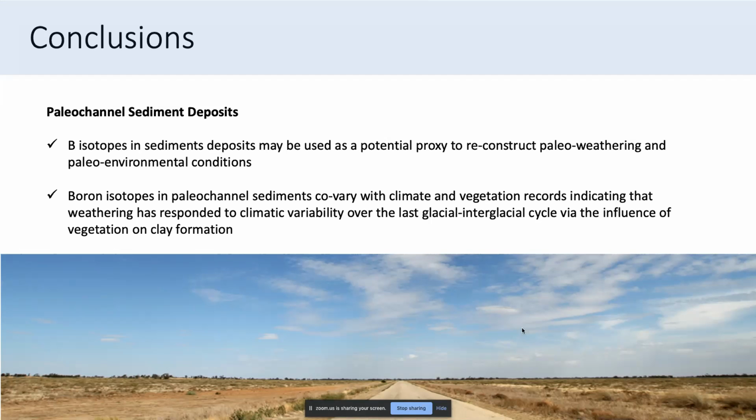And then finally, we saw that there was covariation with both climate, so that's sea surface temperature, and vegetation. And it indicates that the weathering regime actually is responding to climatic variability. So it responds during cold times, and it responds via vegetation during really warm and moist times. So we think at the moment, I'm trying to get this work published, that this is a good proxy to reconstruct the past.